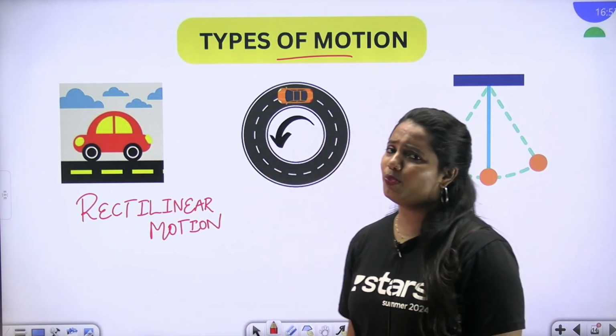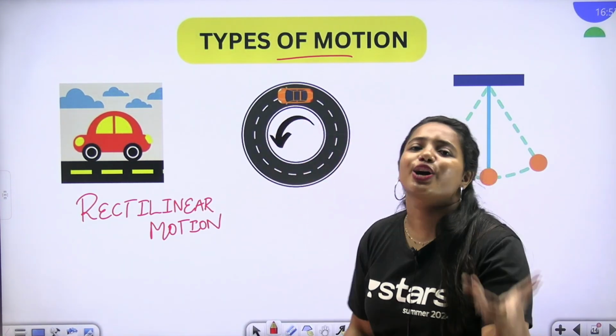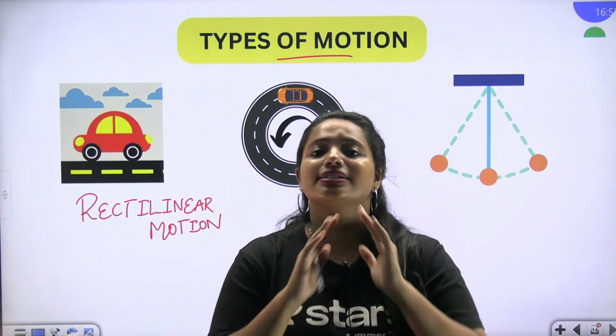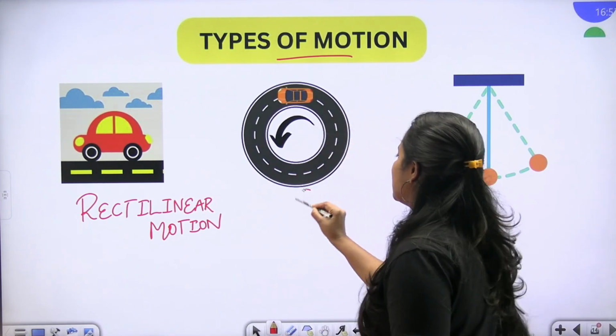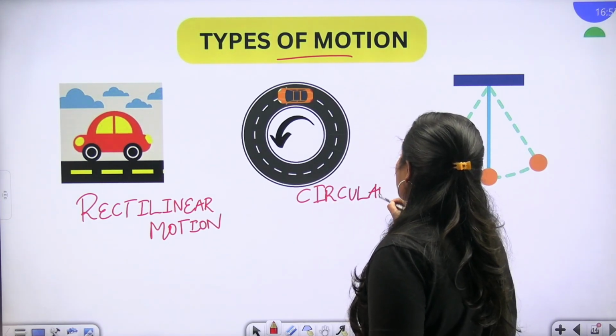And what about the second one? Here you can see that the car is actually moving around a circular path. So from the name itself, it is very evident that it's nothing but a circular motion. So please write it down. This is nothing but a circular motion.